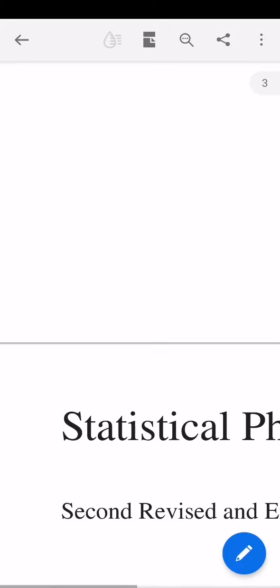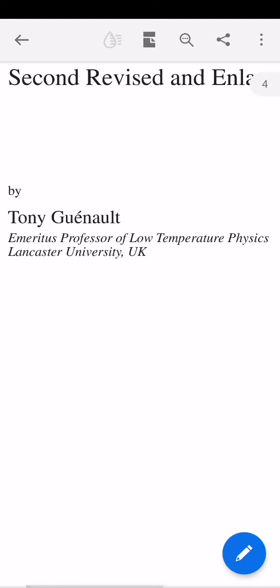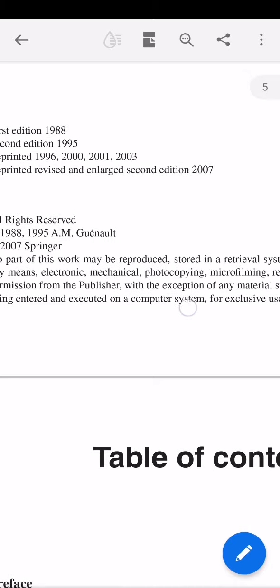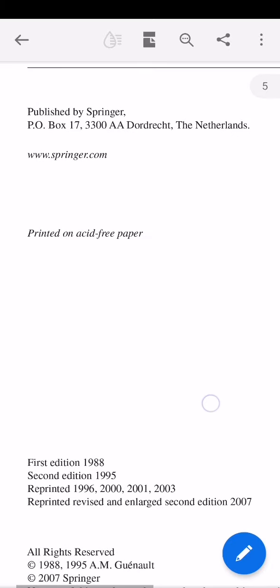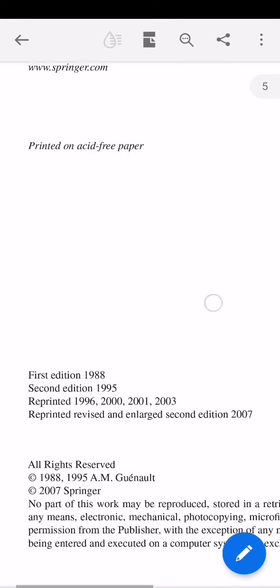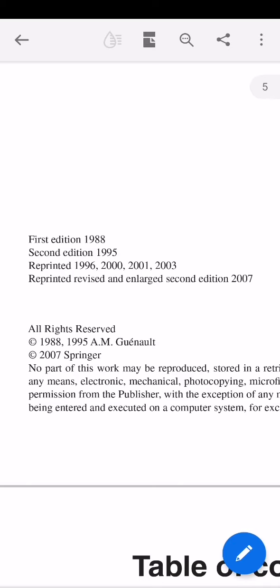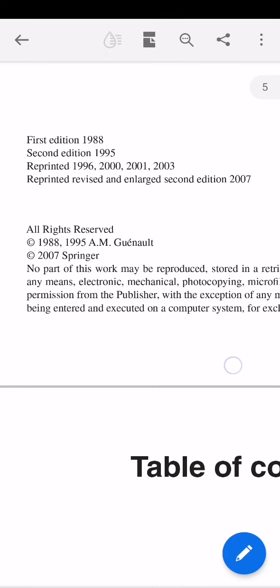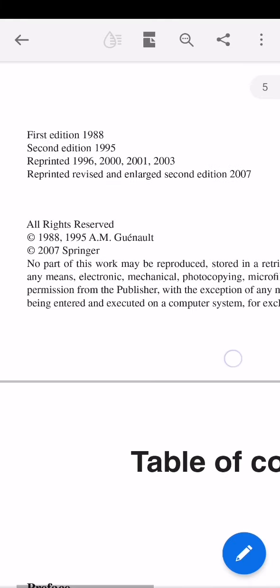It contains about... Tony Guénault, professor of low temperature physics at Lancaster University. I've been there, and it's got an amazing library. I spent a lot of time at Lancaster University. Acid-free paper, environmentally friendly, published by Springer in the Netherlands. First edition 1988, second 95, and reprinted all the way from 96 till 2007. So the copyrights were 1988, 1995 and then 2007.